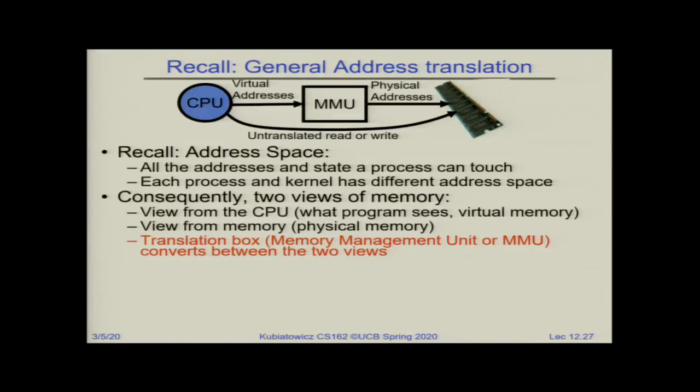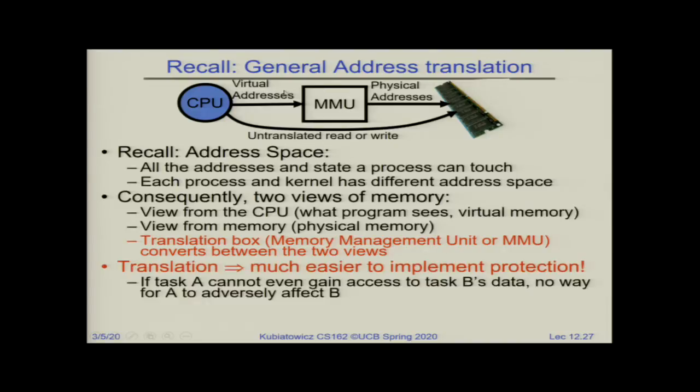All right. Some processors provide that untranslated read or write, which is nice and simple, although it makes virtualizing harder sometimes. So this is less desirable these days. But this translation box, the memory management unit, basically converts from virtual addresses to physical addresses. And translation makes it easier to implement protection, because if task A can't even gain access to task B's data, then there's no way for it to screw up.